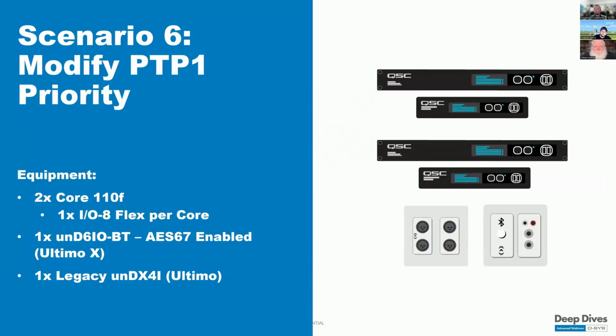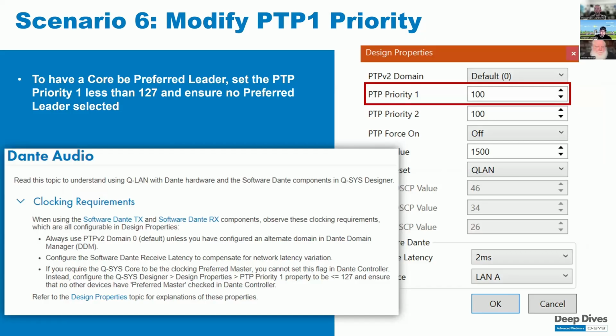Now, this is somewhat unique to QSys cores, but one thing we can do, when I was talking about priorities, is change the priority of the DSP design in order to influence the clock leader that is selected. And how do we do that? Going back to those priority values, priority 1 gets lowered below a value of 127, and the priority 2 value gets lowered below 127 as well.